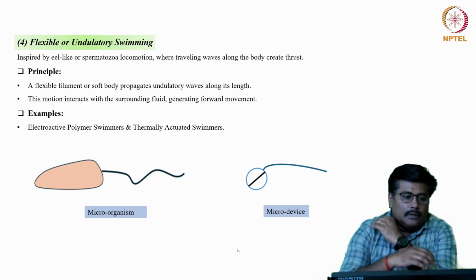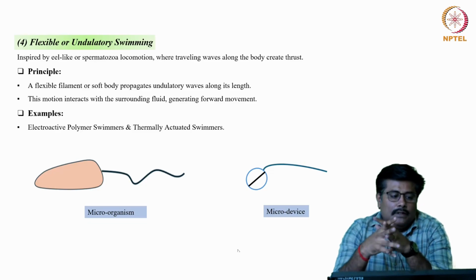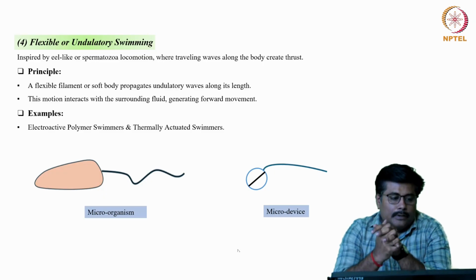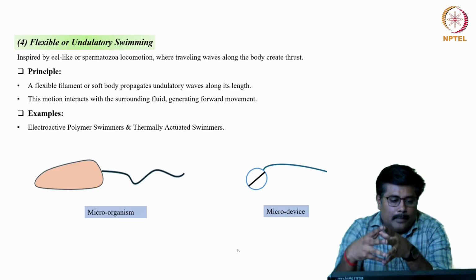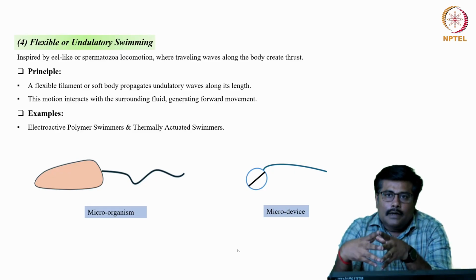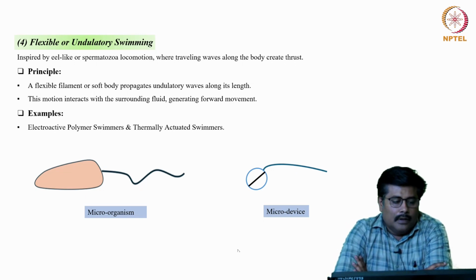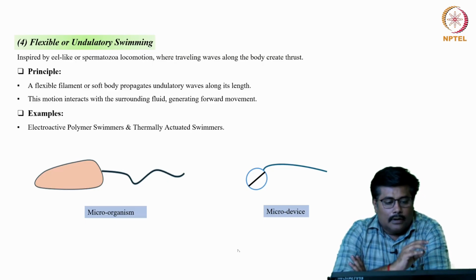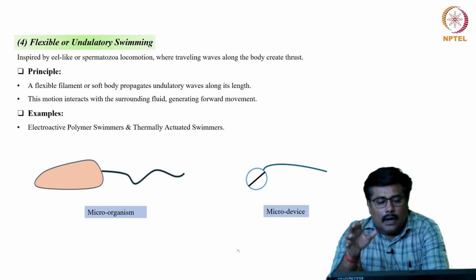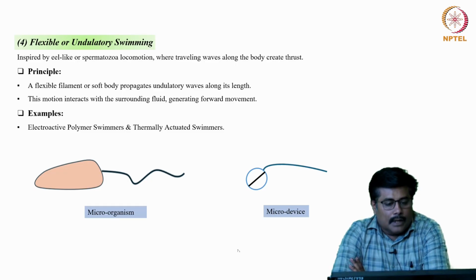Now let us discuss flexible or undulatory swimming. From this point of view, it is inspired by eel-like or spermatozoa based locomotion, where traveling waves along the body create thrust. From the principle point of view, a flexible filament or a soft body propagates undulatory waves along its length, and this motion interacts with the surrounding fluid and generates a forward motion.